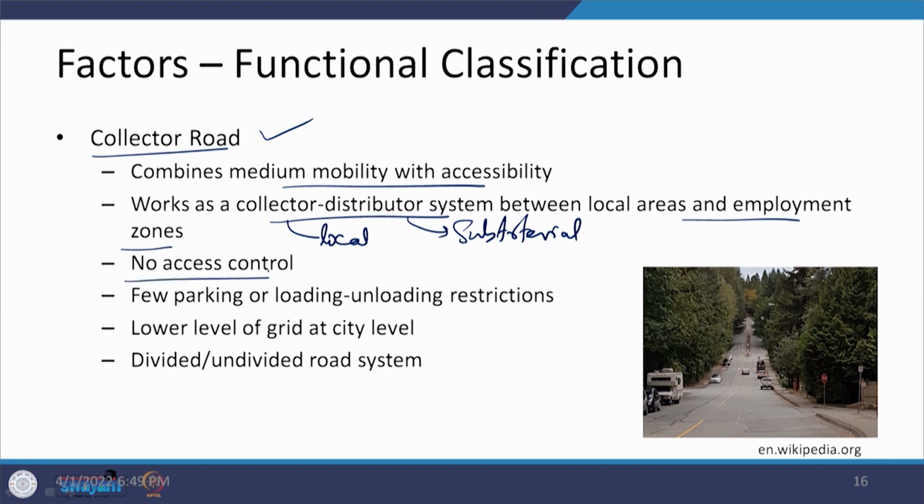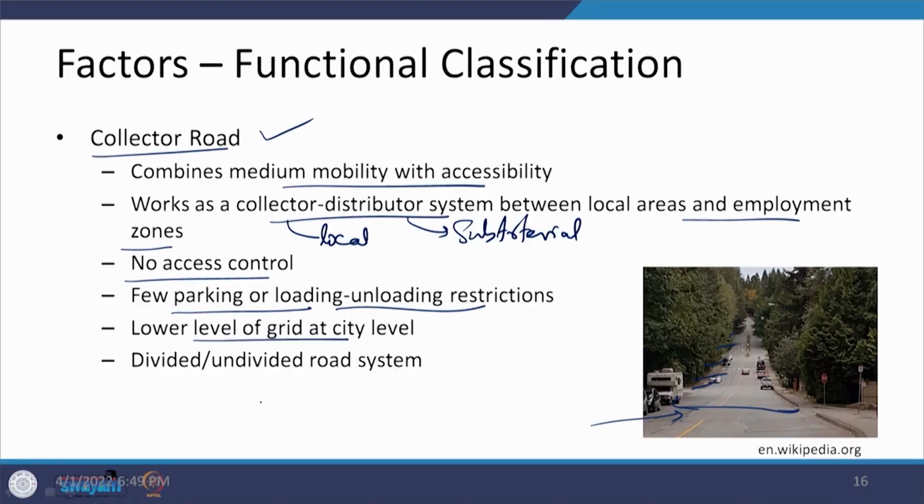No access control is there. There can be few parking or loading unloading restrictions, as you can see in a photograph here. At some of the locations the spaces are being provided where the parking can be done, but in the other locations probably it is not being provided. So, the traffic will keep moving and utilizing the whole of the carriageway being provided for that. So, this is a lower level of grid at the city level, and this can take both the shapes. It can be divided system or it can be an undivided system of a road.